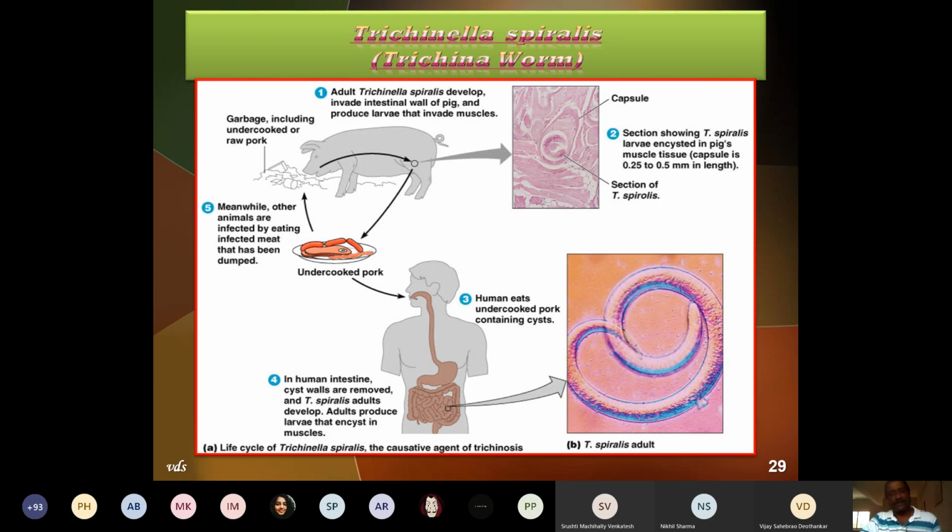Very simple life cycle I have shown here. Man consuming undercooked meat of pork. After consuming, the larval form comes into the intestine, burrows its way into the intestinal wall, gets sexually matured, male and female. Male and female mate together, and immediately after mating, the male dies.